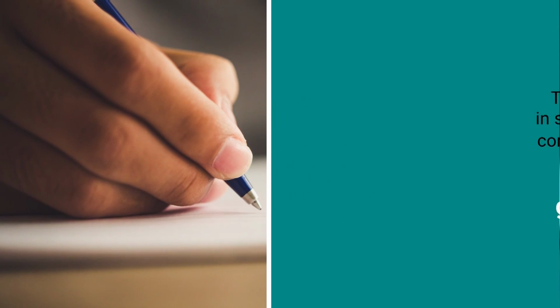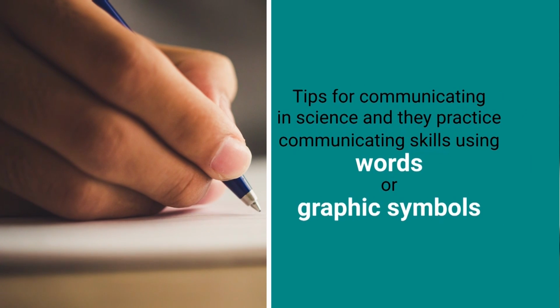Students learn how oral and written communication are used in science. They are given tips for communicating in science and they practice communicating skills using words or graphic symbols to describe an action, object, or event. For example, describing the change in height of a plant over time in writing or through a graph or diagrams.